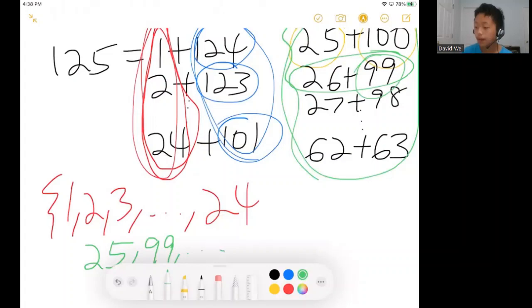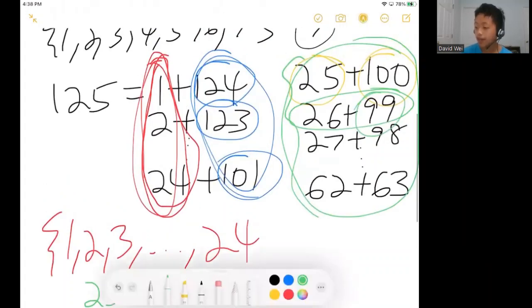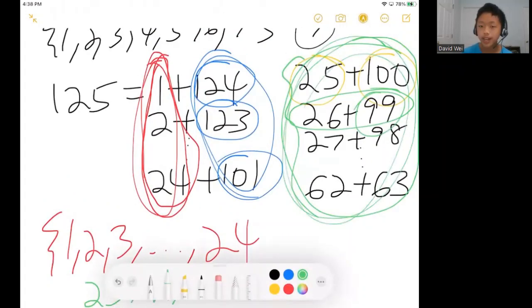And notice that in these green circled pairs, there are exactly 38 of these pairs. You can count from 25 to 62. There are 38 of these pairs, but from each of those 38 pairs, you can choose a maximum of 1 to put in your set, because you can't put 25 and 100 in the same set. You have to choose at most 1 of them. So the best you can do is choose 38 different numbers from the 38 pairs.